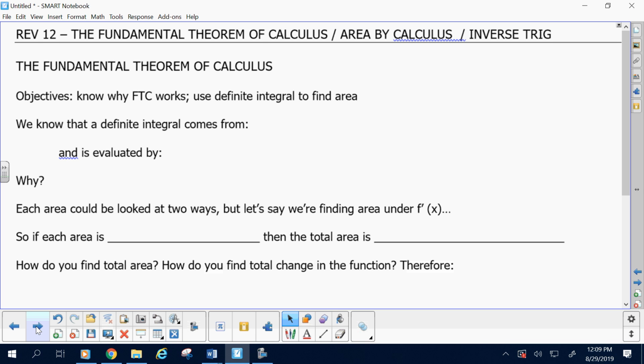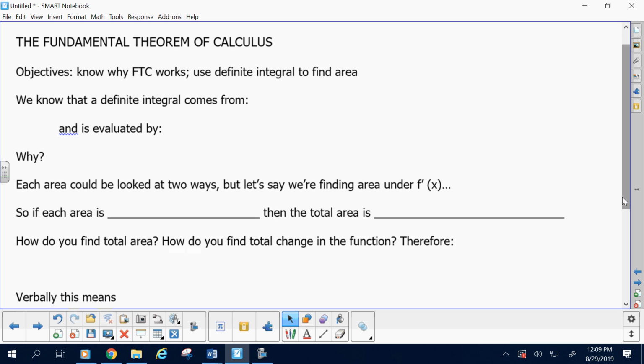Would you scratch out, after fundamental theorem, it's not inverse trig, and it's not whatever else I said. Area by calculus. Yeah, no, not area, and no inverse trig, just fundamental theorem of calculus. Okay. So this is review, so I'm going to cut my amazing fundamental theorem lecture down to its nitty-gritty, but fundamental theorem of calculus, so cool.